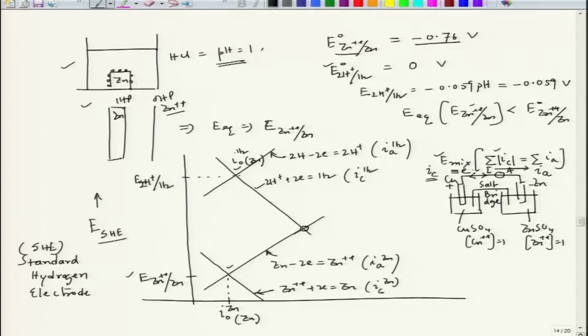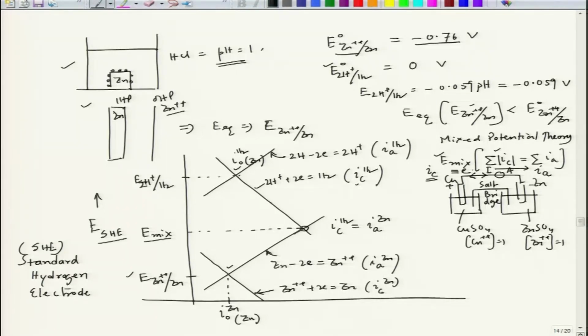And here I could see that IC hydrogen equal to IA zinc, and this potential corresponds to E mix, and that is the whole concept of mixed potential theory. Fine. So, this is the potential the system will achieve.